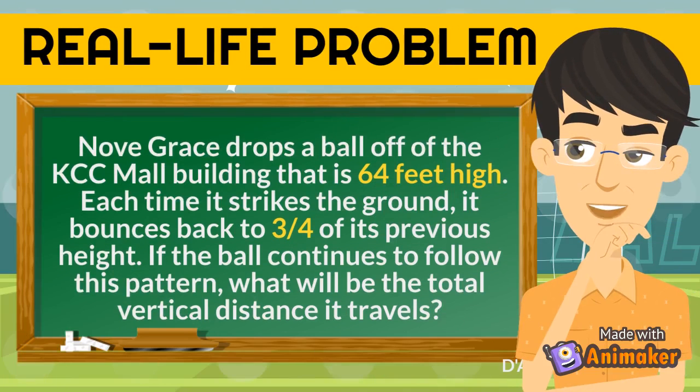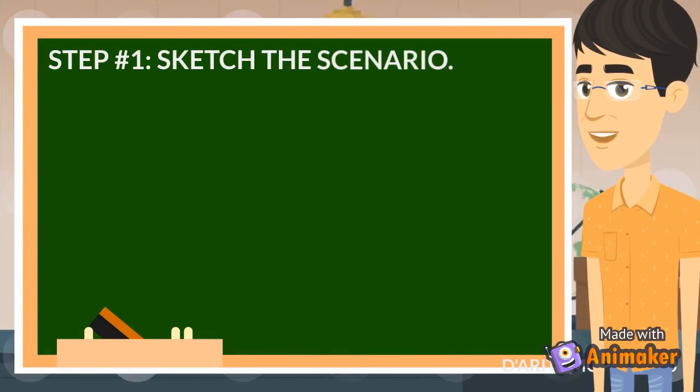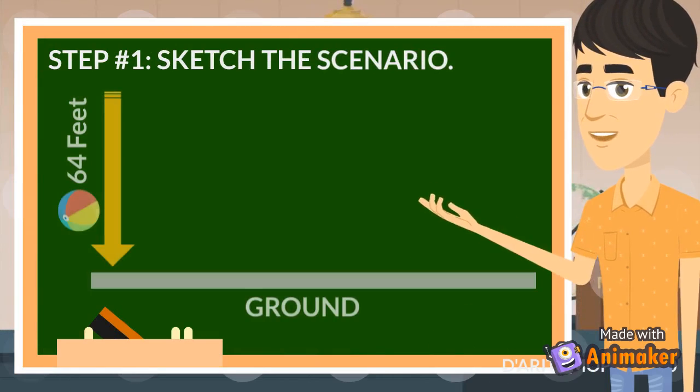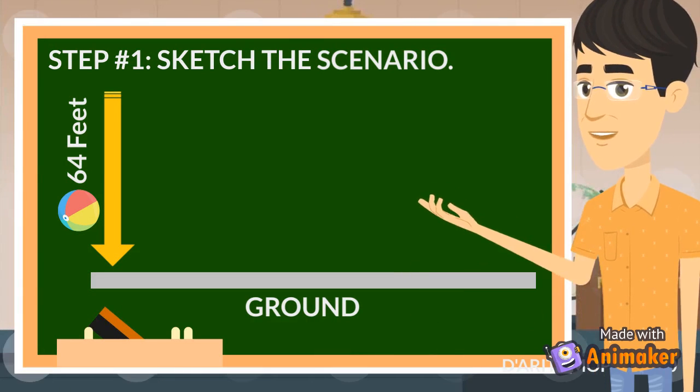Navi Grace drops a rubber ball off of a building that is 64 feet high. Each time it strikes the ground, it bounces back to 3/4 or 75% of its previous height. If the ball continues to follow this pattern, what will be the total vertical distance it travels? The first thing we need to do is to sketch the scenario and plug in all the needed information. We have a rubber ball, and it is dropped from a height of 64 feet and it rebounded 3/4 of its previous height, then continues.